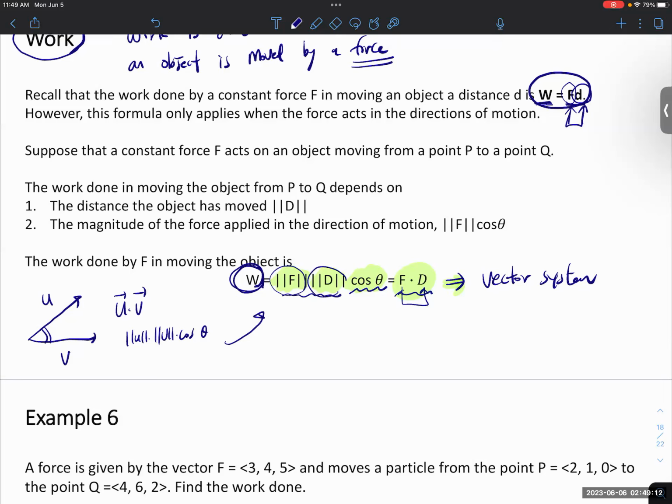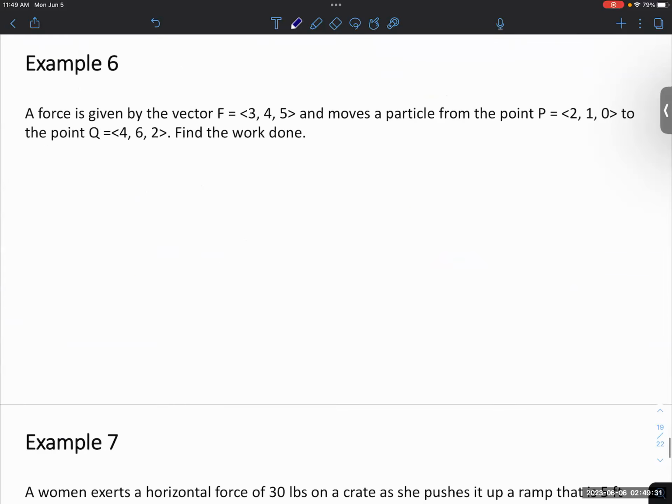So the formula is pretty simple. If you don't have the angle, if the two vectors are simply given, you can just calculate the work. But if you have an angle that is given, you're going to use the cosine theta formula. So let me show you the example. So here we go.